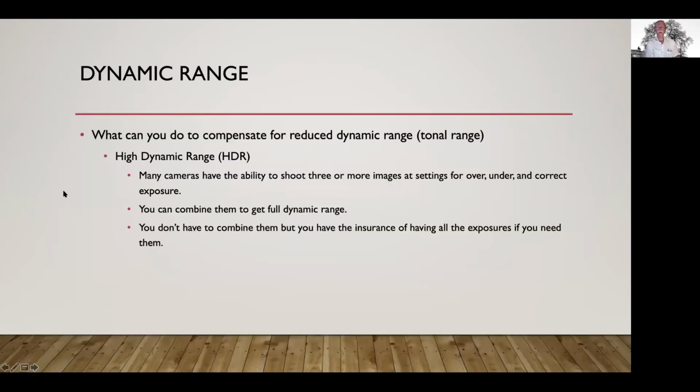So what can you do to compensate for reduced dynamic range or tonal range? Well, many cameras have the ability to shoot 3 or more images in a setting, for over, under, or correct exposure, which is generally referred to as high dynamic range photography.